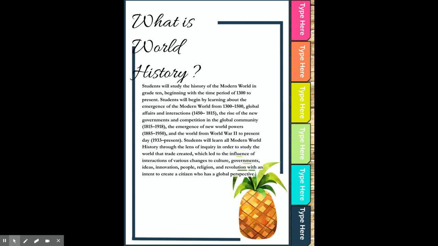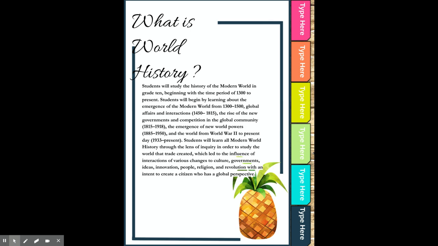Again, this is world history. So just to run through real quick, what is world history? Students will study the history of the modern world in the 10th grade, beginning with the time period of 1300 to the present. So we're going to cover a pretty good span of time. Students will begin by learning about the emergence of the modern world from 1300 to 1500, global affairs and interactions, 1450 to 1815, the rise of new governments and competition in the global community, 1815 to 1918, the emergence of new world powers from 1885 to 1950, and the world from World War II to the present, which is 1933 to the present.